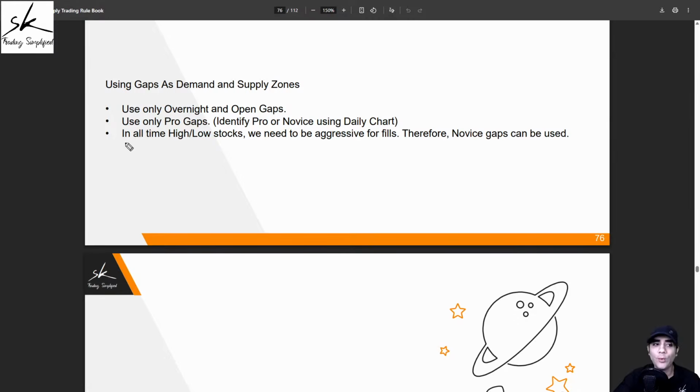But you need to understand that in a stock that is making all-time highs or all-time lows, we need to be aggressive for the fills. Therefore, you can even use a novice gap. So this is the rule I was talking about, that we are for the very first time in the last 2 years looking at such an example.